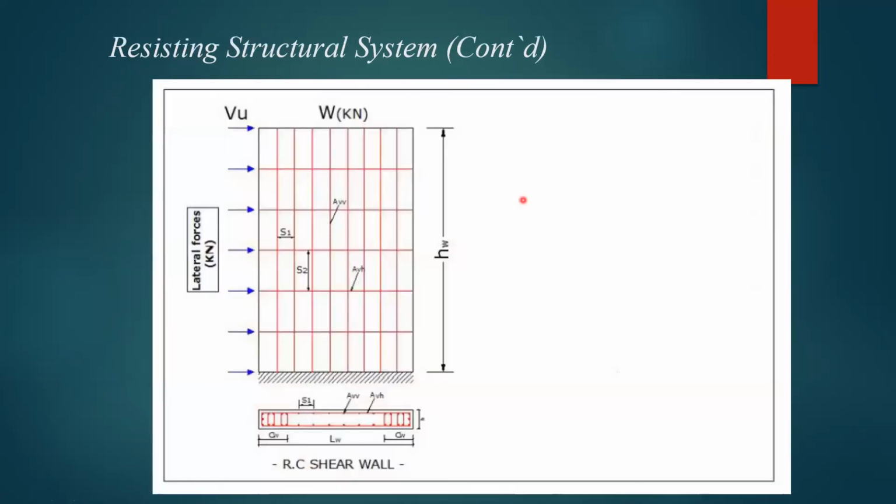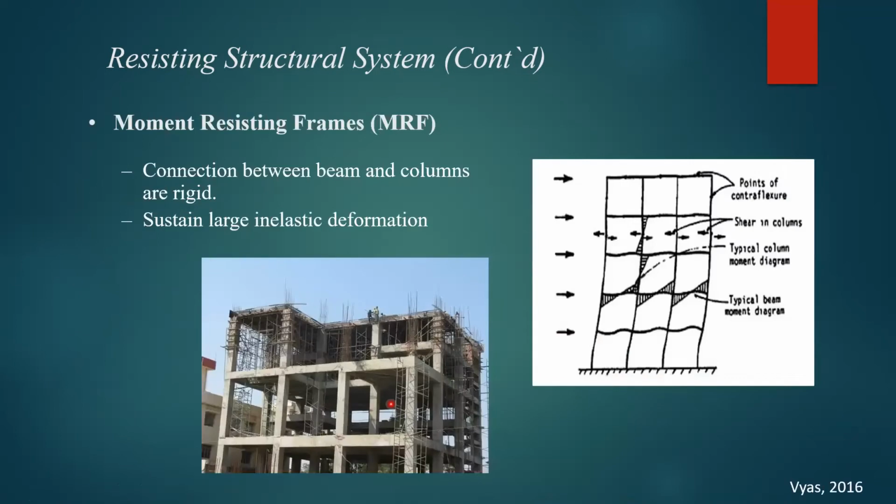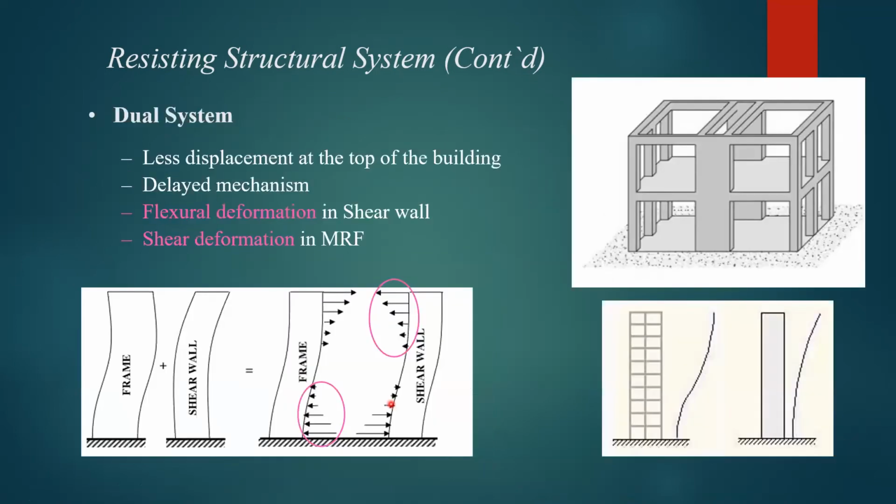So this is the detailing in the resisting structure system. Usually you put a boundary element at the left and right of the shear wall. Just like this is a shear diagram, this is a bending diagram. Similarly for the moment resisting frame.